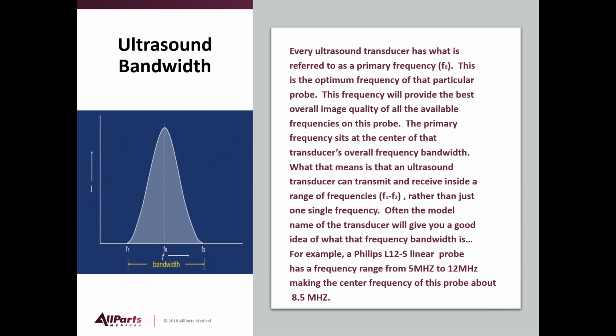Often, the model name of the transducer will give you a good idea of what the frequency bandwidth is for that transducer. For example, a Philips L12-5 linear probe has a frequency range from 5 megahertz to 12 megahertz, making the center frequency of that probe 8.5 megahertz, which means that the best image quality you're going to get from that probe is at 8.5 megahertz.